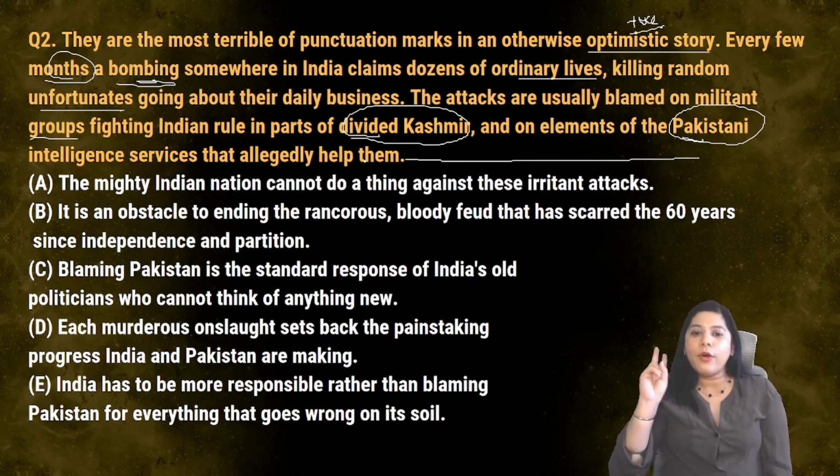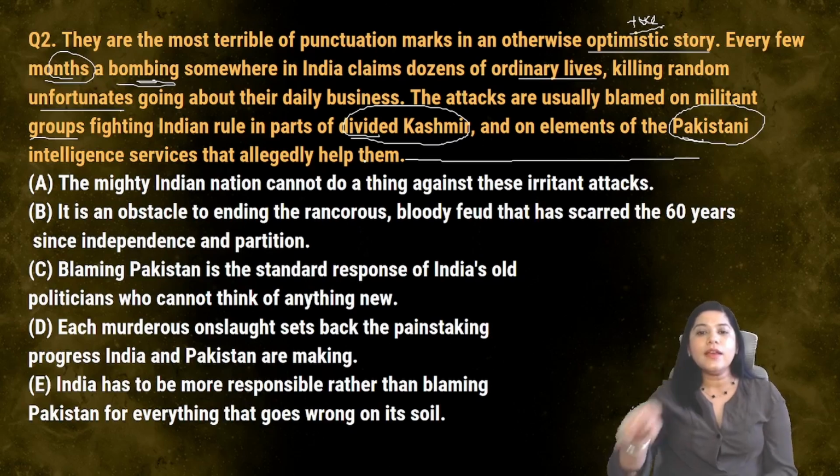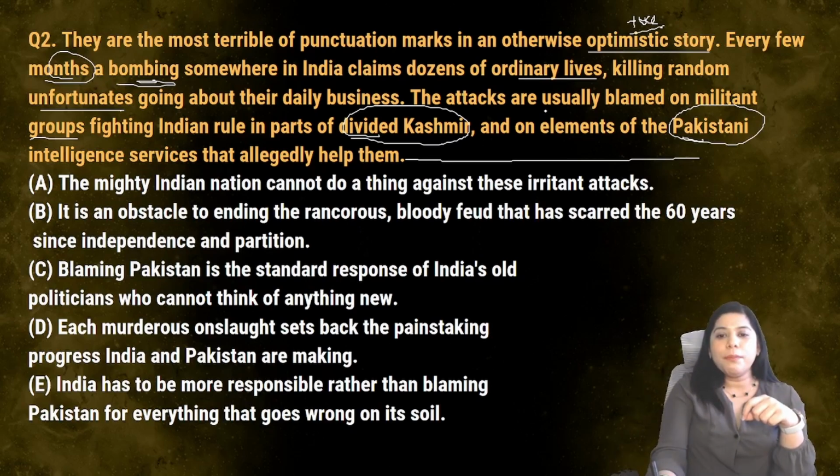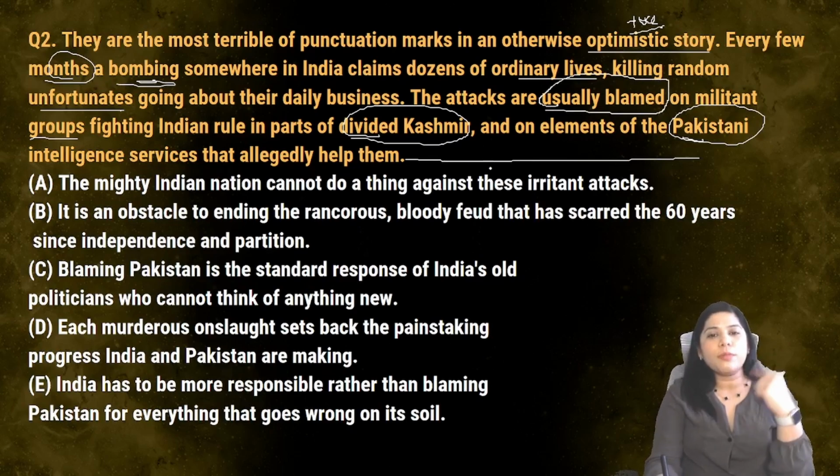Point number 1. Point number 2, when these attacks happen, people blame it on divided Kashmir people or on the POK side, maybe those, or Pakistani intelligence services, that is ISI, that allegedly helped them. So usually blamed on them, right? Now, what is the tone of this paragraph? Before we find the correct answer, we need to understand the tone, that whenever the attack happens, we usually blame it. That means the next line maybe is trying to say that we should not blame it, rather we should work on the problem or something like that, right?